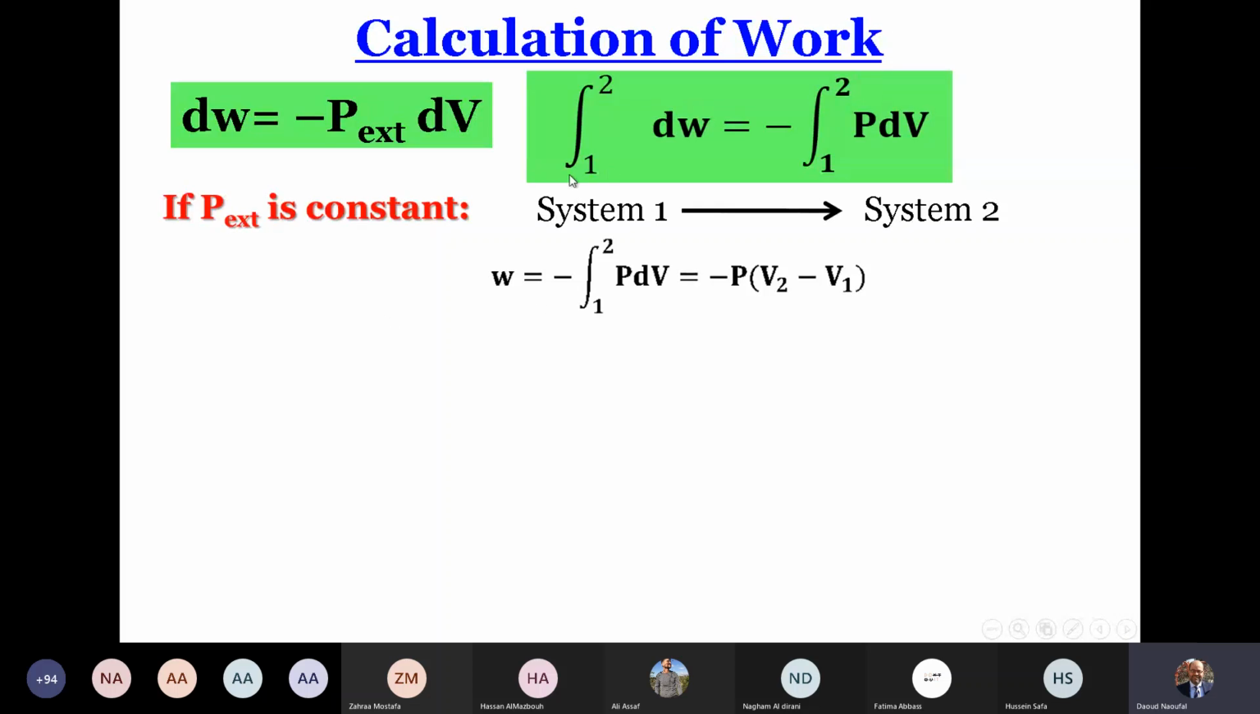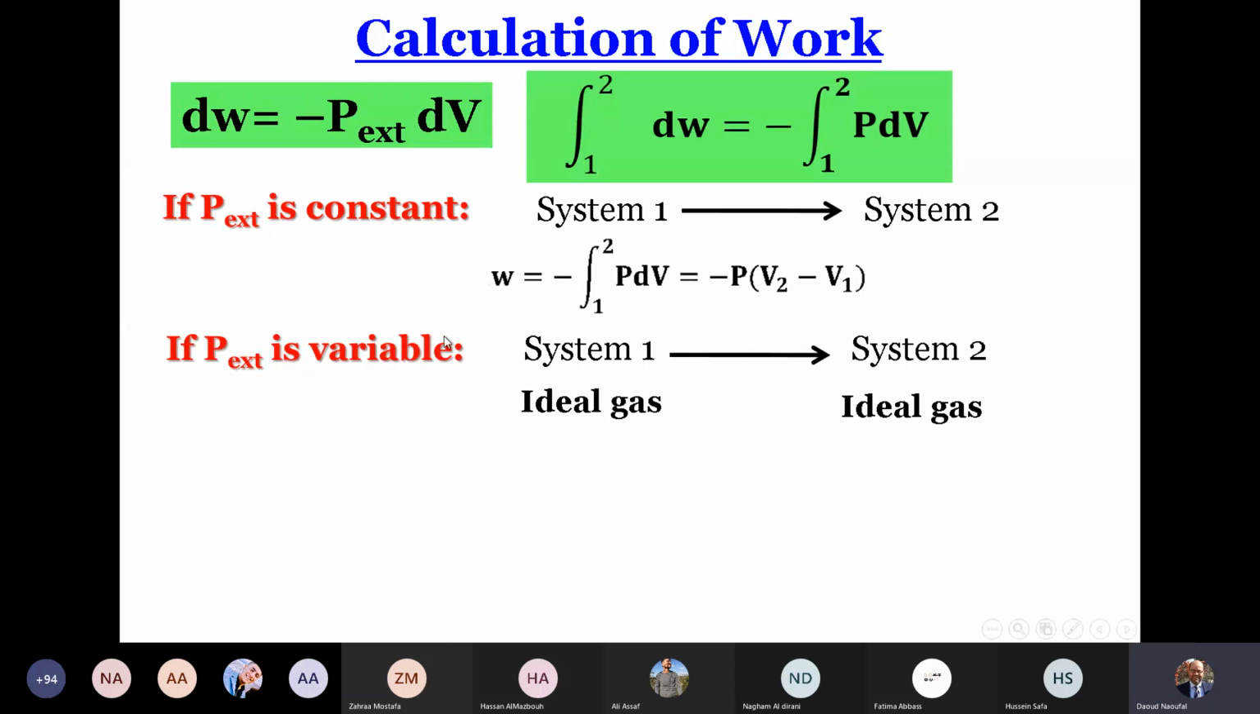The first case: the pressure during the transformation is maintained constant. So W equals minus the integral from 1 to 2 of P dV. P is outside the integral, so we have the integral from 1 to 2 of dV, and the formula W equals minus P times (V final minus V initial).